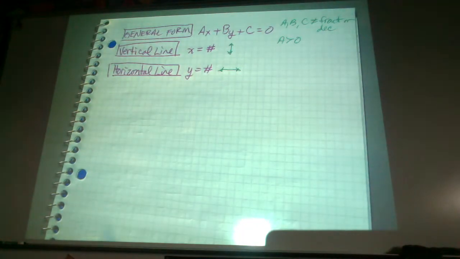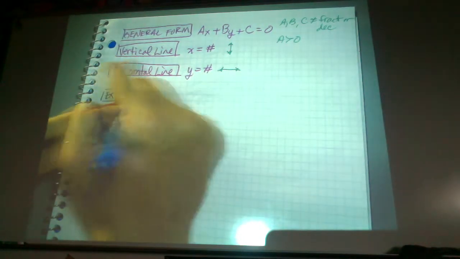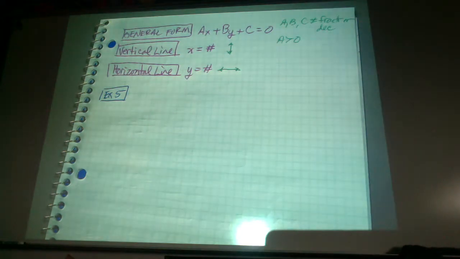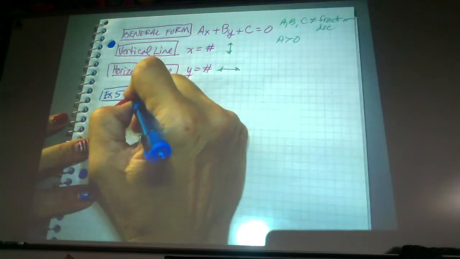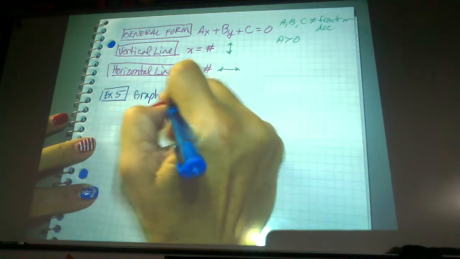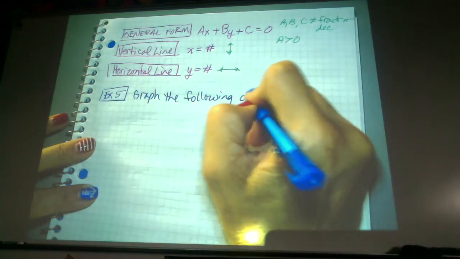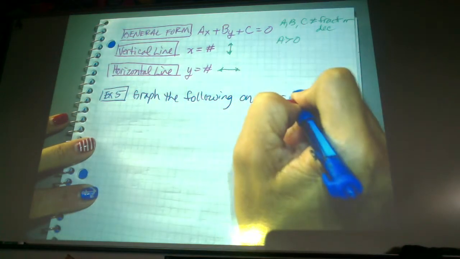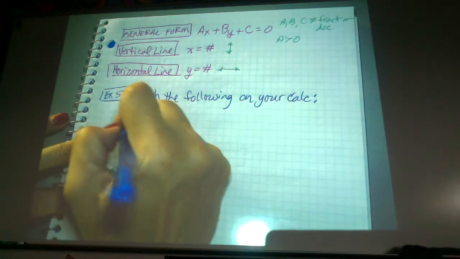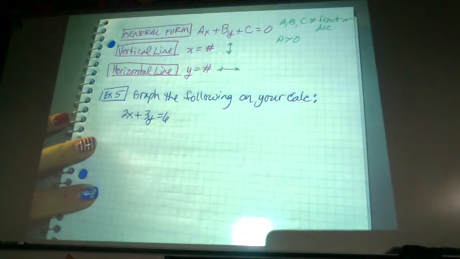Final example for today, example, I think it's 5, right? Okay. Yes, is that correct? All right, good. All right, so example 5. Graph the following on your calculator. So we've got 2x plus 3y, and you're going to draw a sketch of it, equals 6.